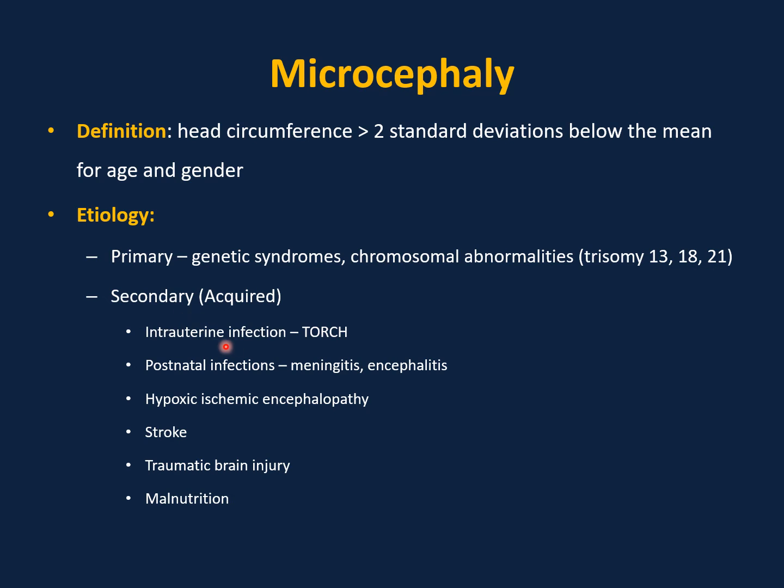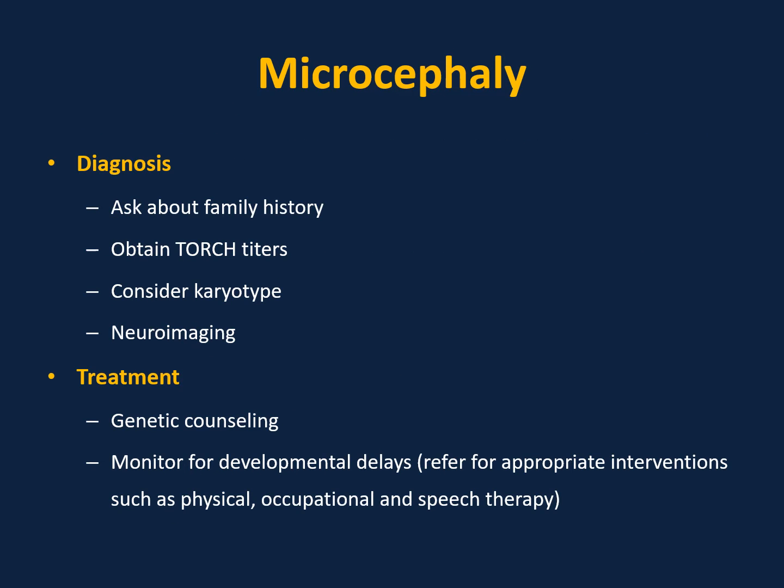Acquired causes: intrauterine infections, TORCH infections, especially cytomegalovirus infection, postnatal infections, meningitis, encephalitis, hypoxic ischemic encephalopathy, stroke, traumatic brain injury, and malnutrition. Diagnosis of microcephaly: ask about family history, obtain TORCH titer, consider karyotype, neuroimaging. Treatment: genetic counseling, monitor for developmental delay, refer for appropriate interventions such as physical, occupational, and speech therapy, ECI.